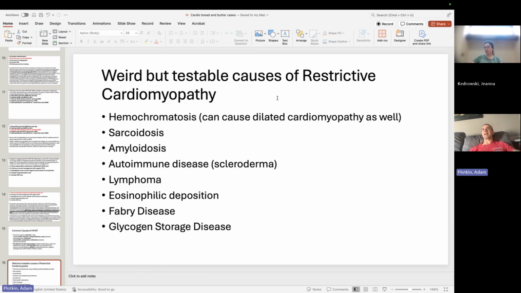And so when I think about things that can cause restrictive cardiomyopathy, it's usually infiltrative disease, right? So hemochromatosis can cause both. But absolutely right, if iron deposits into the heart, it can absolutely cause restrictive cardiomyopathy. Sarcoid, amyloid, autoimmune diseases like scleroderma, lymphoma, eosinophilic, Fabry, glycogen storage disease.